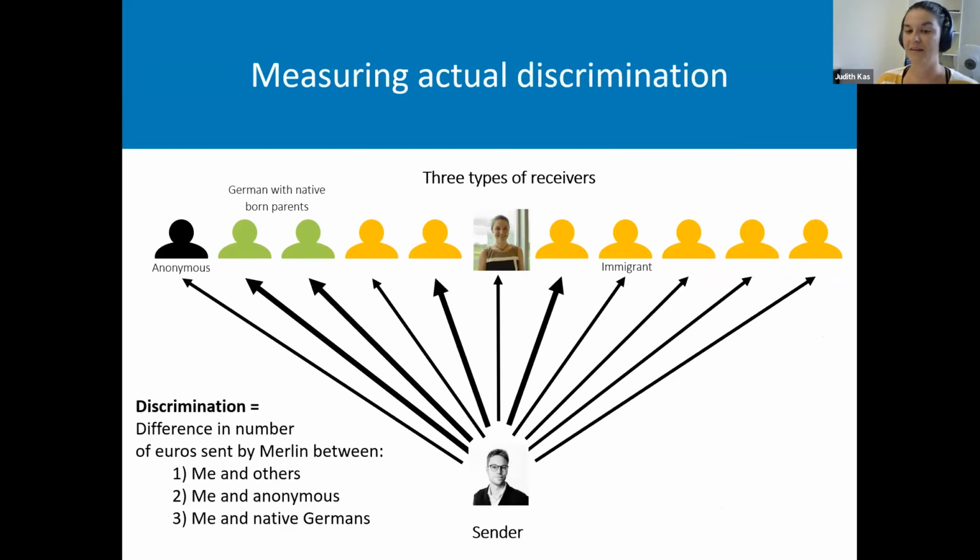the amount that Merlin sent to me with how much Merlin sent to all the others, or we compare the amount that he sent to me with how much he sent in the anonymous game where no information is available, or we compare how much he sent to me with the amount he sent to the native Germans. And based on this, we will just get an individual level of discrimination, that is discrimination by Merlin of me. And we'll get this 11 times for me because I'll play with 11 others. So I get actually 11 individual measures of actual discrimination.